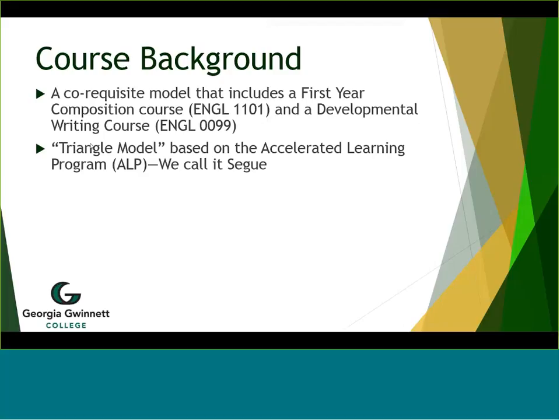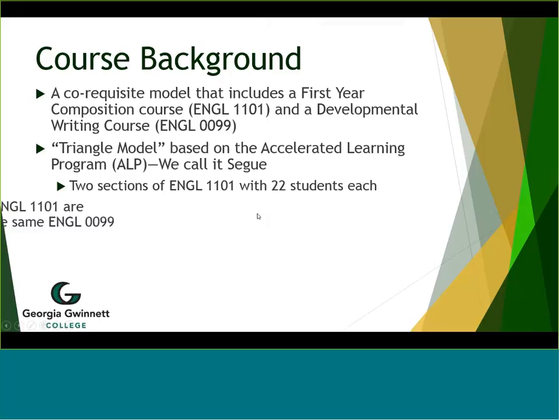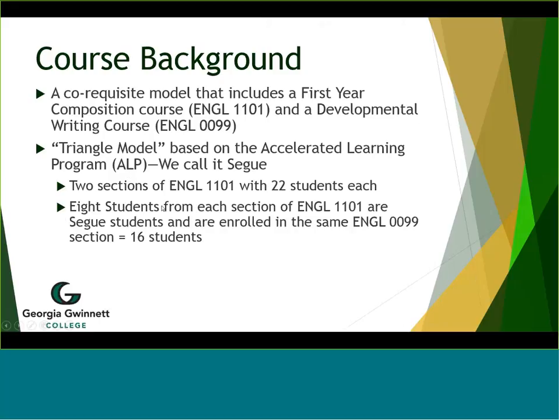So in essence, what we did is we didn't change anything on the schedule. Each person that teaches in the Segway model teaches 2 sections of English 1101 with 22 students. 14 of those students are regularly placed students, and then 8 students in each section are in the developmental course, so they're what we call Segway students. That's our ALP program. We just named it Segway. So then we end up with 16 students in the developmental writing course, just so you can get an idea of what this all looks like. That's the caps on the course.